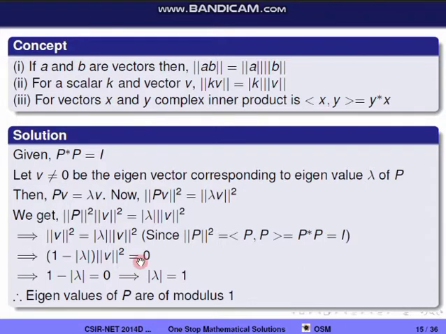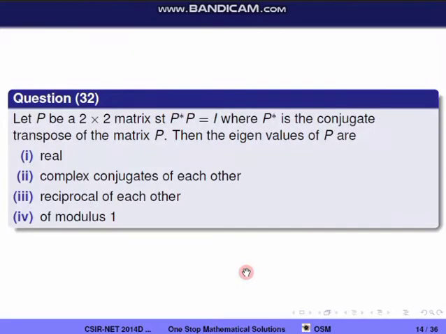We know norm v square is equal to 0 if and only if v equal to 0, but we have taken v to be a non-zero vector, so norm v square cannot be 0. Therefore 1 minus modulus lambda is equal to 0, so this implies modulus lambda equal to 1. Therefore eigenvalues of P are of modulus 1, since we have taken lambda to be an eigenvalue of P. So we'll check the correct option. The correct option is the fourth one.